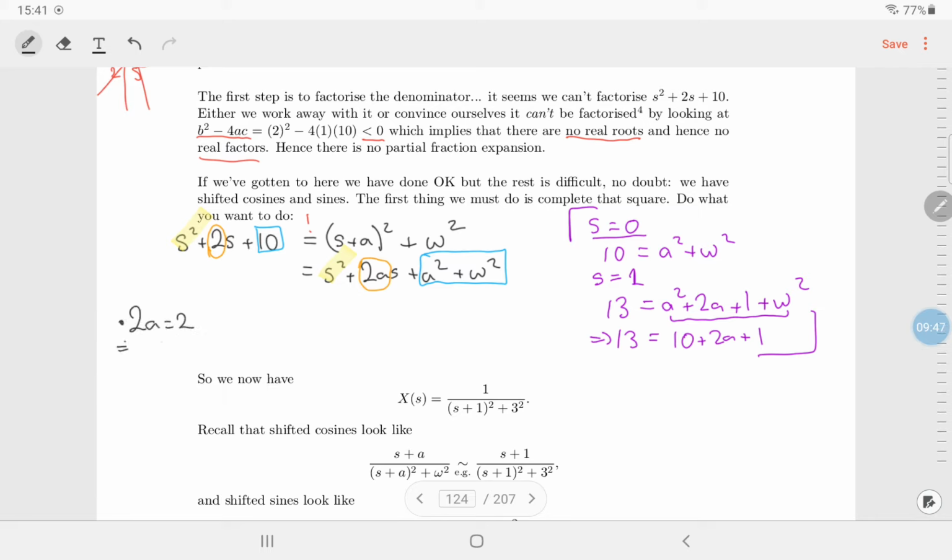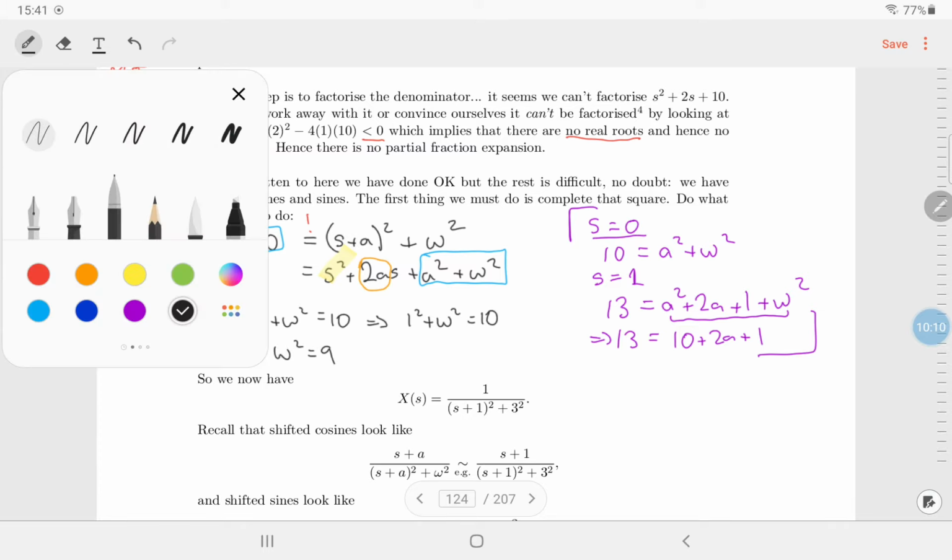And divide both sides by 2, I get A is equal to 1. So that's that done. And then I have A squared plus omega squared is equal to 10. And the A is equal to 1, so that's 1 squared plus omega squared is equal to 10. 1 squared, of course, is just 1. So take away 1 from both sides, you get omega squared is equal to 9.